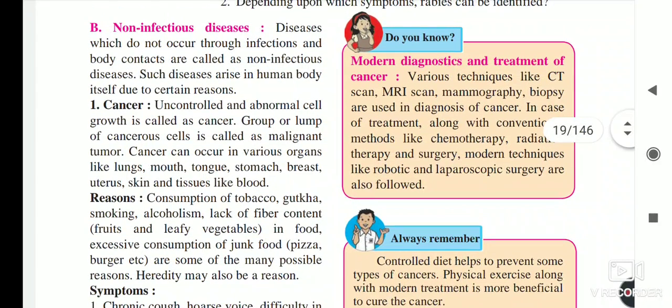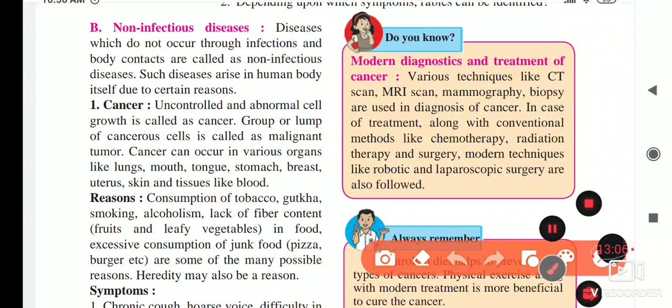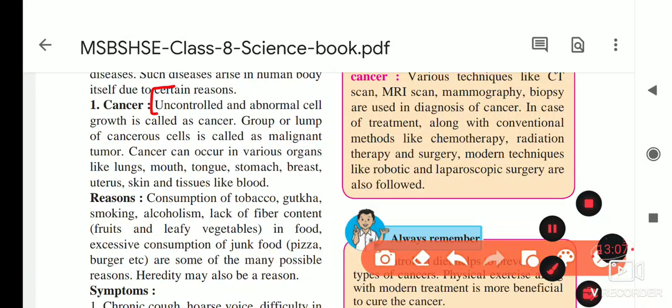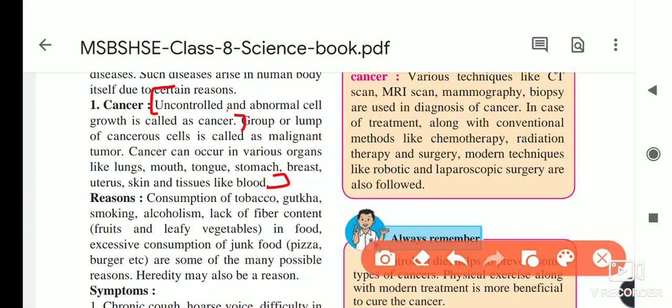You have to write this: uncontrolled and abnormal growth of cells is called cancer. A group or lump of cancerous cells is called a malignant tumor. And cancer can occur in various organs like lungs, mouth, tongue, stomach. This you write your own. The definition should be correct, and we write in which organ we can see cancer. Then 2-3 points are completed.